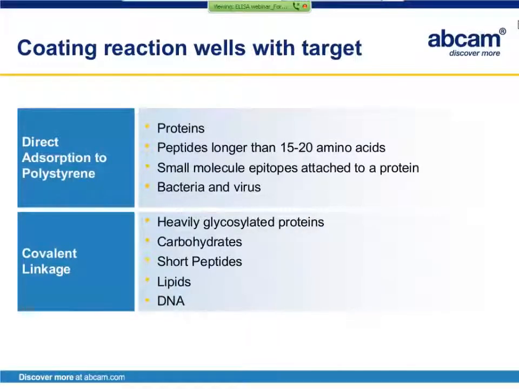When binding sample or target to the well, it's important to consider the type of molecule. Typically, large proteins or antibodies are bound to a well, and these types of molecules will adsorb to the polystyrene well and retain their ability to be detected by the antibody. Other types of molecules, such as heavily glycosylated proteins, carbohydrates, short peptides, lipids, and DNA, will need to be modified by the addition of a covalently linked affinity reagent, such as biotin, or a carrier protein, before being bound to the well to retain immunogenicity.